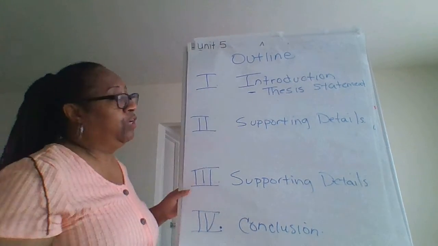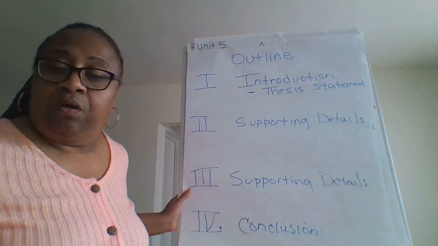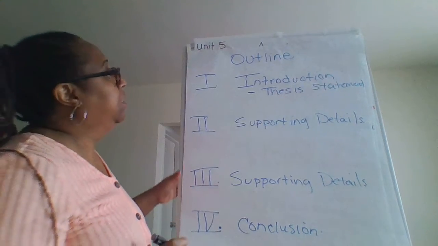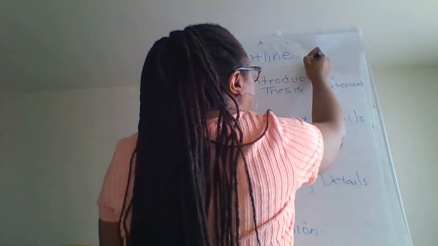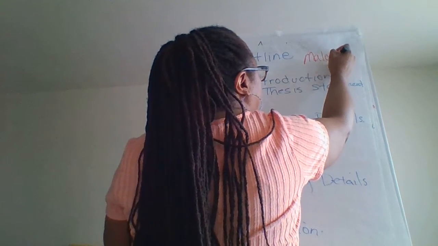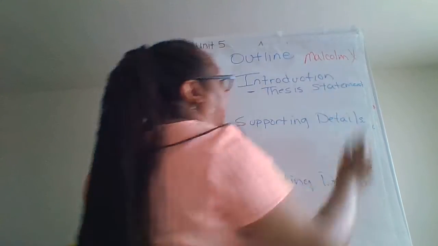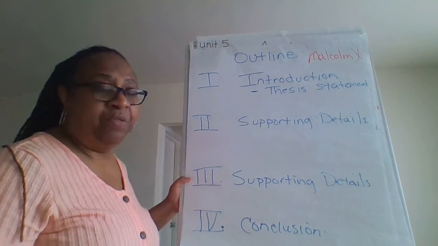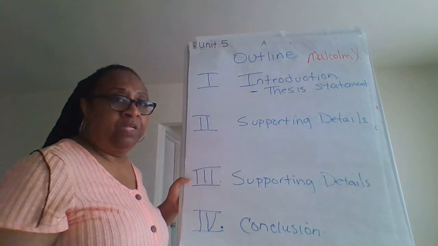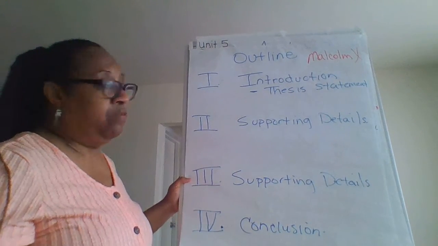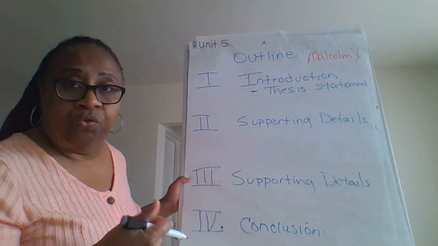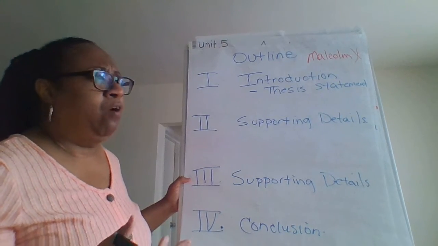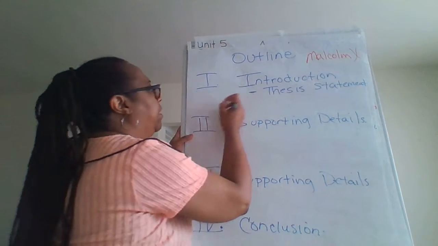In our introduction, we include our thesis statement. First we have to pick a topic before we can start writing. Our topic is going to be about Malcolm X. That is a topic that we have talked about and studied in class. So in my introduction, I want to give some brief information, and then I want to include that thesis statement. What I'm going to start out with is introducing Malcolm.